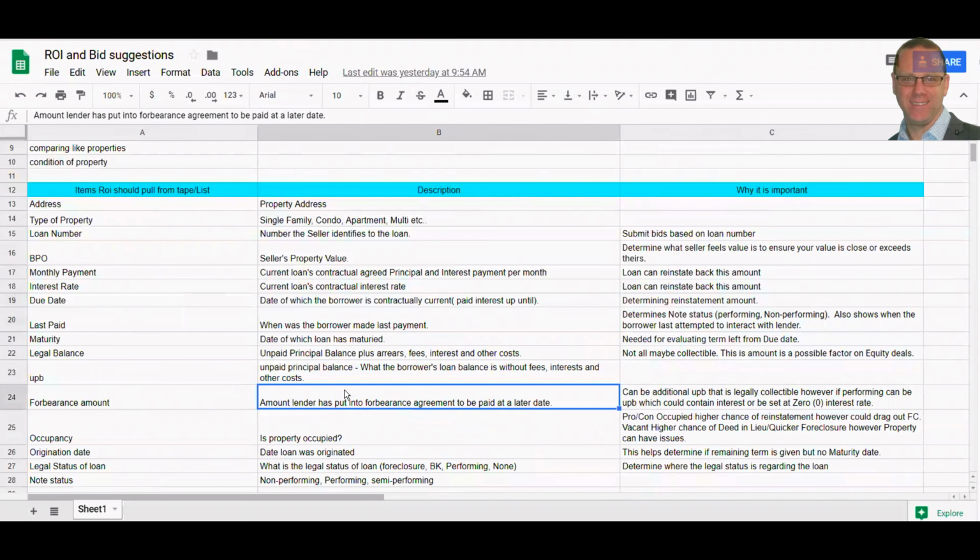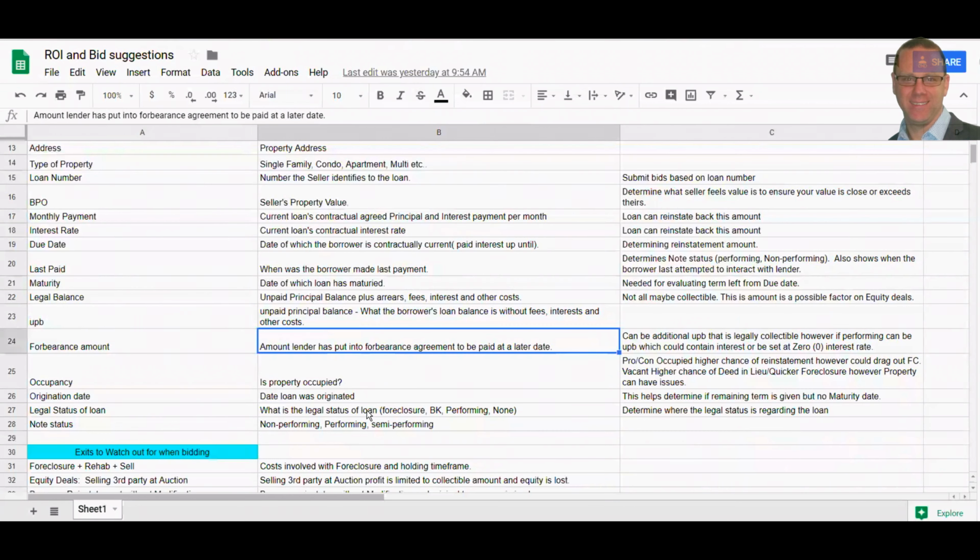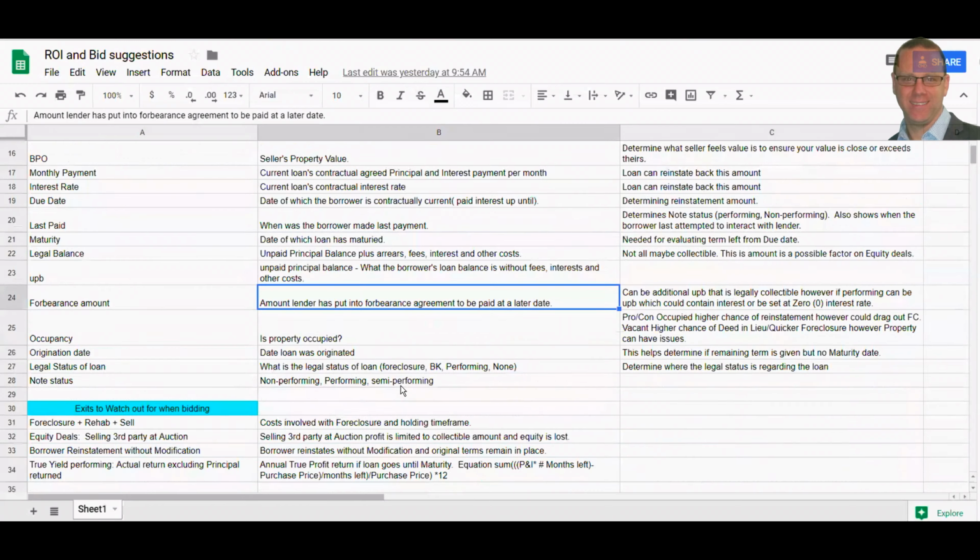Forbearance amount. Okay, so forbearance could be either interest-bearing or non-interest-bearing. It's just a payment to pay later. It could be a balloon, could be anything where a lender agreed that part of the UPB is pushed off to a later date, and it could have interest or could have zero interest. So make sure you're calculating that as a factor, because that will not gain interest in certain situations.